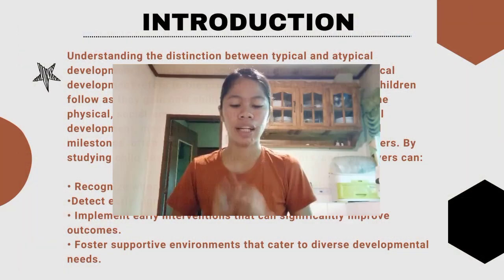Why is this important? Because when educators, parents, and caregivers recognize early signs, they can implement timely interventions, provide targeted support, and foster environments that meet every child's unique needs. So let's look at how development progresses across four stages: infancy, early childhood, middle childhood, and adolescence, through five domains: physical, social, emotional, language, and cognitive.